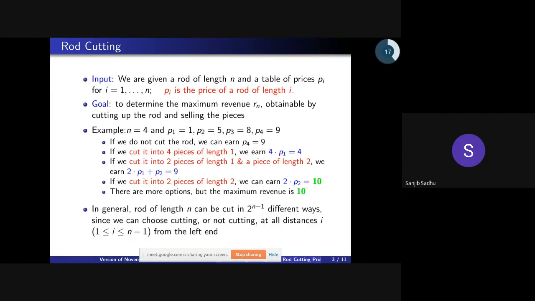So how can you cut and sell the pieces so that you earn maximum revenue? This is the question. In general, a rod of length n can be cut into 2 to the power n minus 1 different ways, since we can choose cutting or not at all distance i from the left end. Here you may cut it or you may not cut it. There are two options. I is 1 to n minus 1.